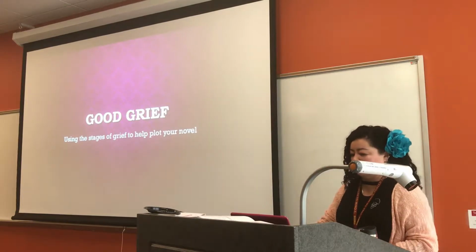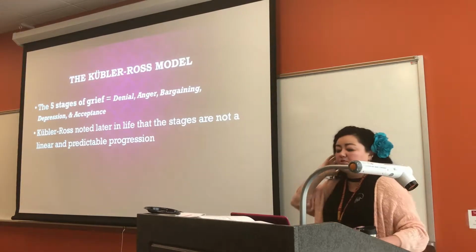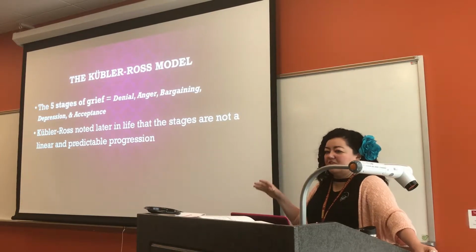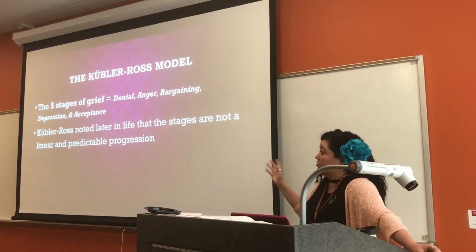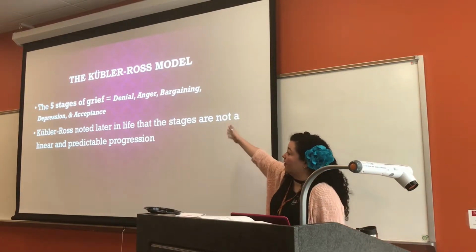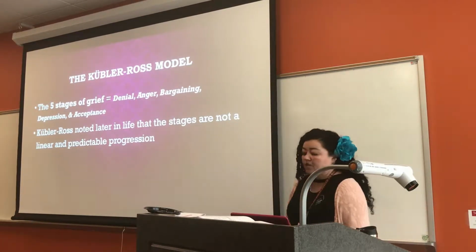Okay, so using stages of grief to plot your novel. I'm using the Kübler-Ross model. If you've heard of the stages of grief, this is pretty much what everybody's heard of. It's the five stages: denial, anger, bargaining, depression, and acceptance.